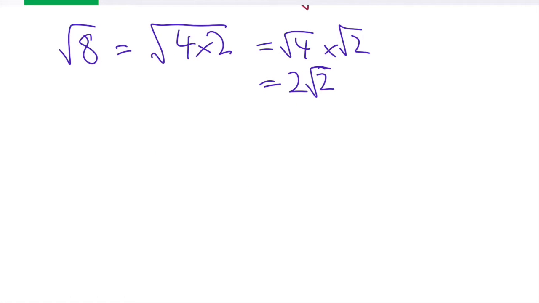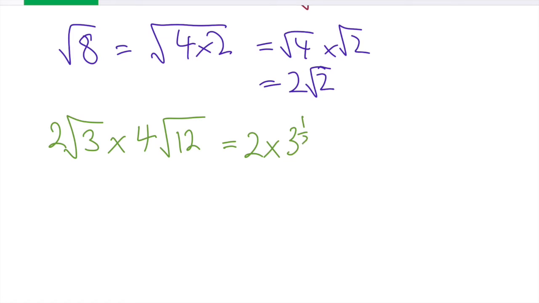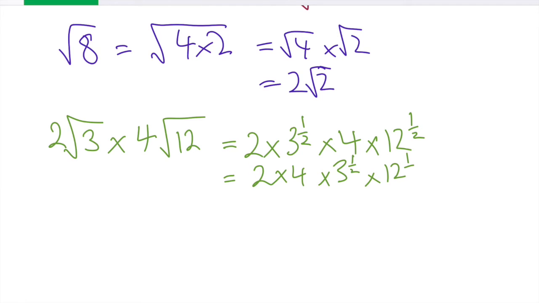Alright, if I look at some different stuff that I can do, if I've got, say, 2 times the square root of 3, times, let's say, 4 times the square root of, let's say, 12. I can think of this as 2 times 3 to the half times 4 times 12 to the half. And then I'm grouping all of my whole numbers together. Say that this is 2 times 4 times 3 to the half times 12 to the half.